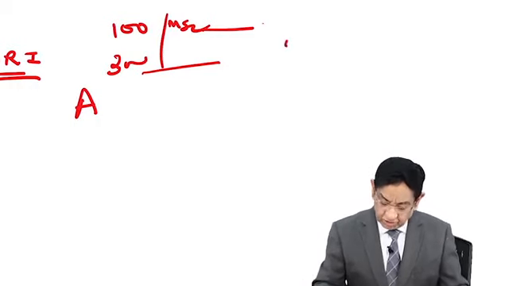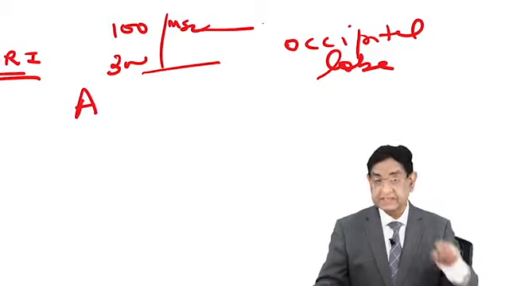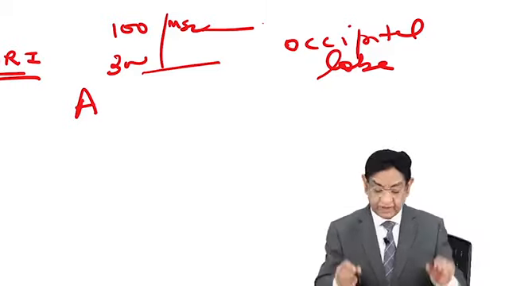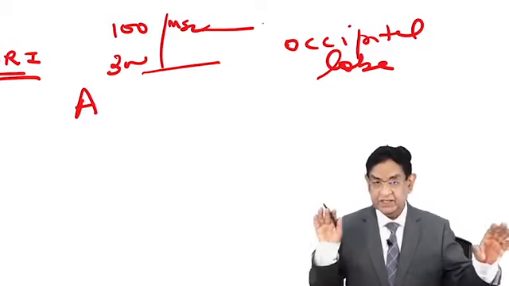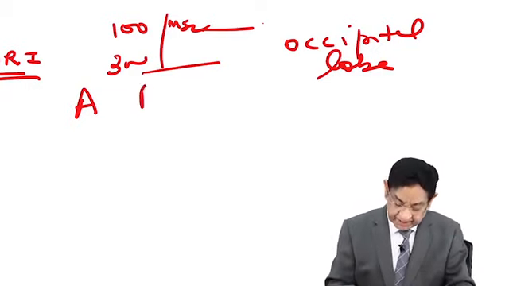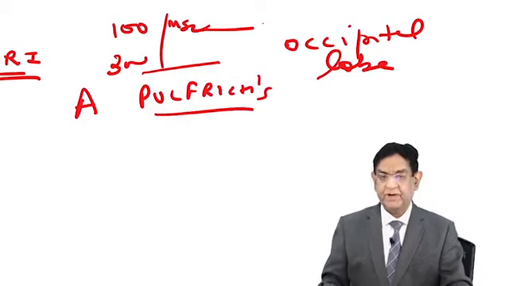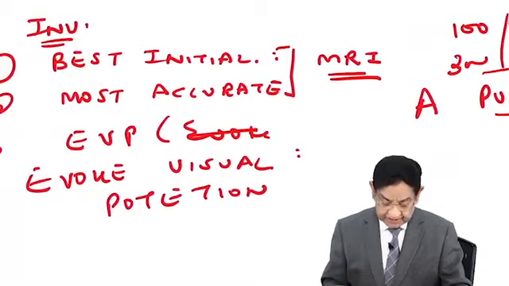The answer is occipital lobe. Occipital lobe is the center of vision. Got it? Now one A is coming now and one A is coming after 300 milliseconds. So your occipital lobe, your brain, is seeing two A's, and this is known as the Pulfrich effect. Pulfrich phenomenon or Pulfrich effect is a visual one. So visual evoked potential is like this.